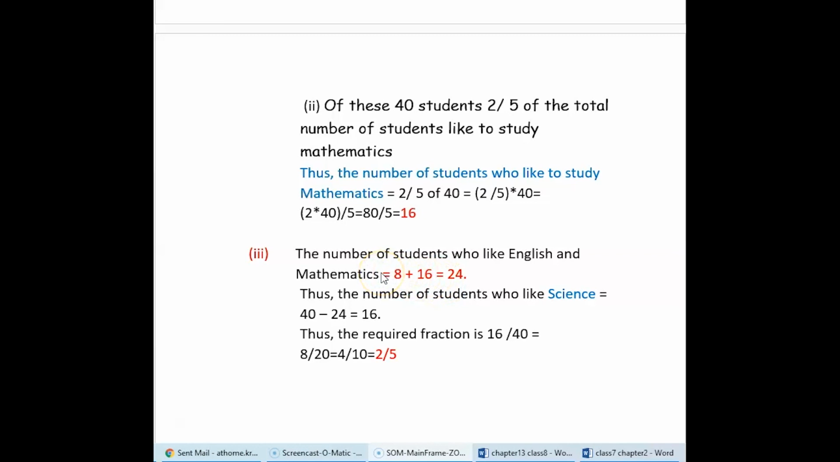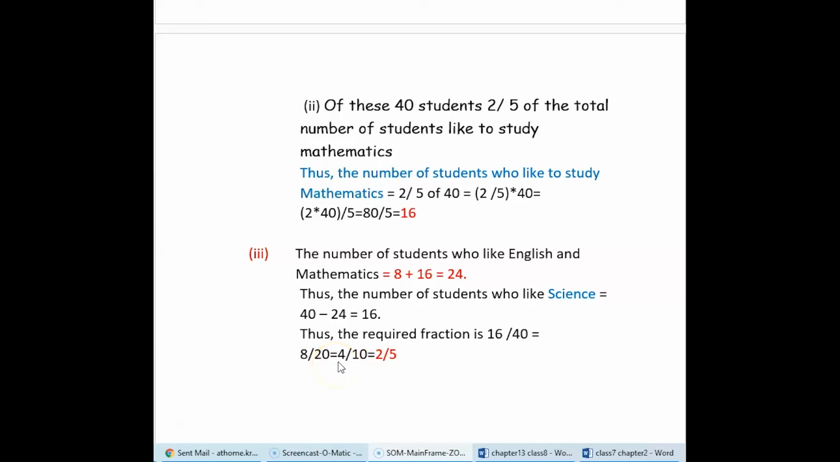So now the total number of students who like English and mathematics is 8 plus 16, which is nothing but 24. The remaining students like to study science. So the remaining students is 40 minus 24, that is 16 students like to study science. So how will you find the fraction? So the fraction is 16 divided by the total number of students, that is 40. So 16 by 40. We can simplify it to 2 by 5. So 2/5 of the total students like to study science.